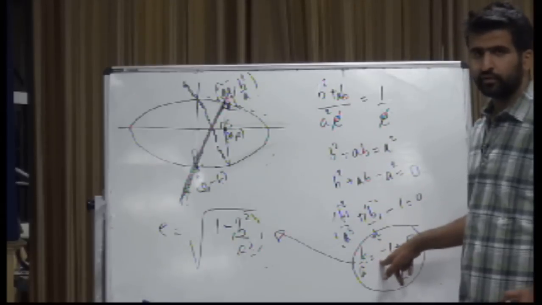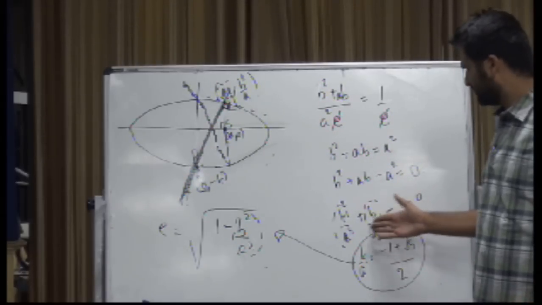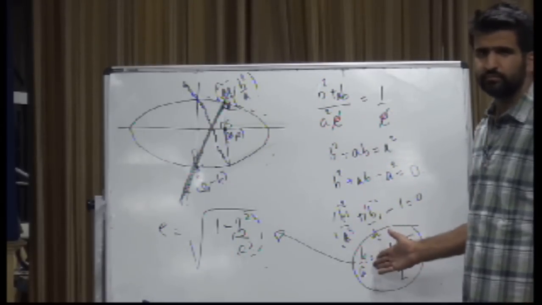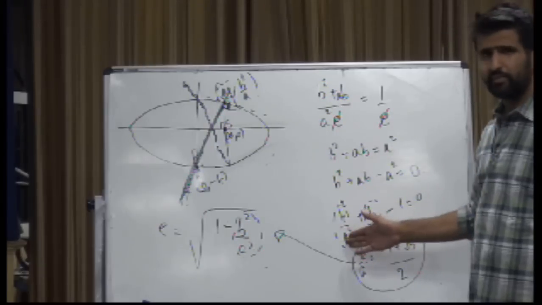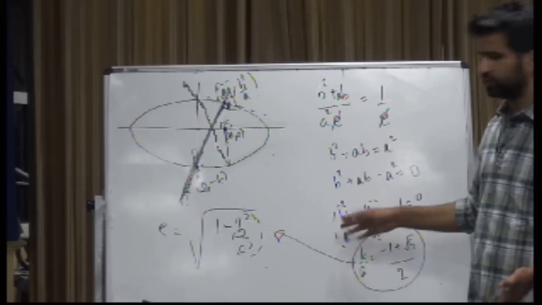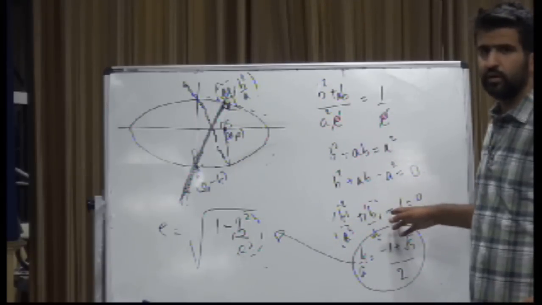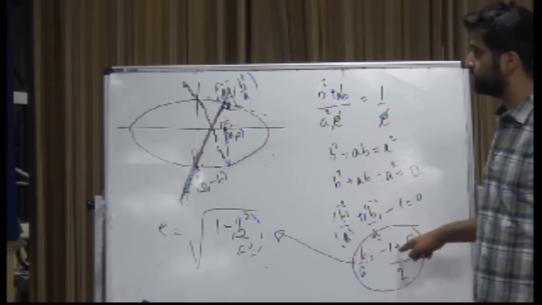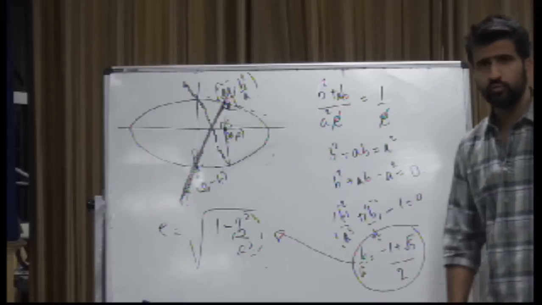Minus the coefficient of x. Oh, this is the quadratic formula. Simple. Put b by a, b upon a is equal to t, let's suppose. So this is t square plus t minus 1. So the solution for this equation is minus 1 plus minus root 5 upon 2.